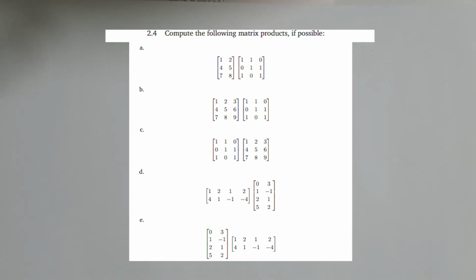All right, let's look at the problem for the night. Compute the following matrix products if possible. And we've been given 5 parts A, B, C, D, E.